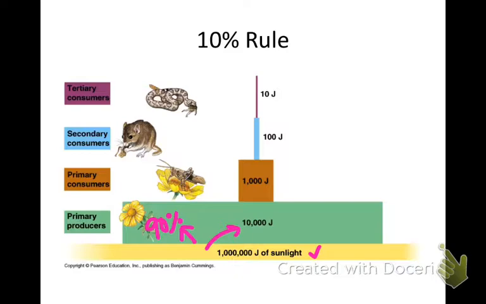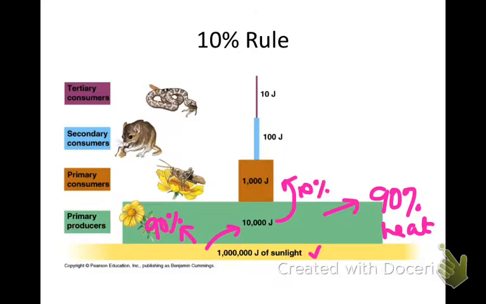If I have a grasshopper that eats my plant, 90% of that energy, those joules, are given off as heat. Only 10% is given to the grasshopper for energy. It only gets 1,000 joules. And this is going to keep going on. That mouse is going to eat that grasshopper. It's only going to get 10% of 1,000, which is 100.